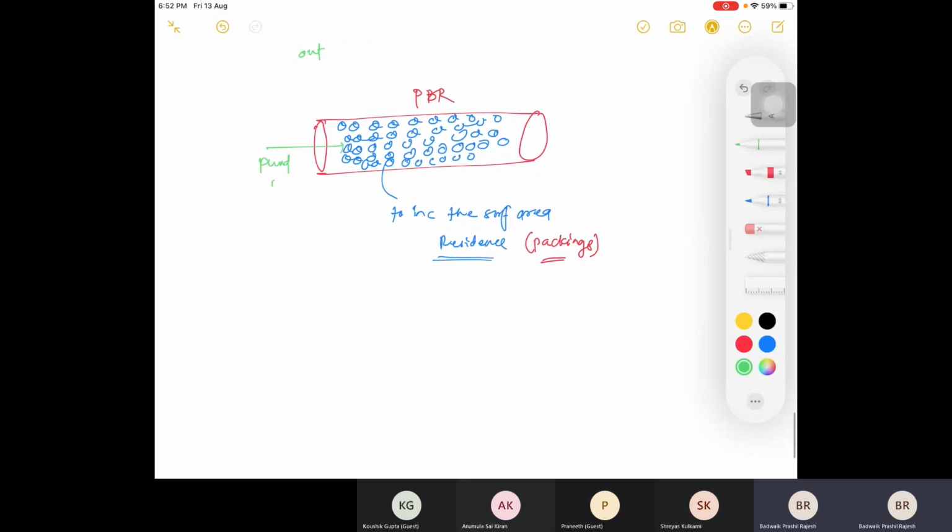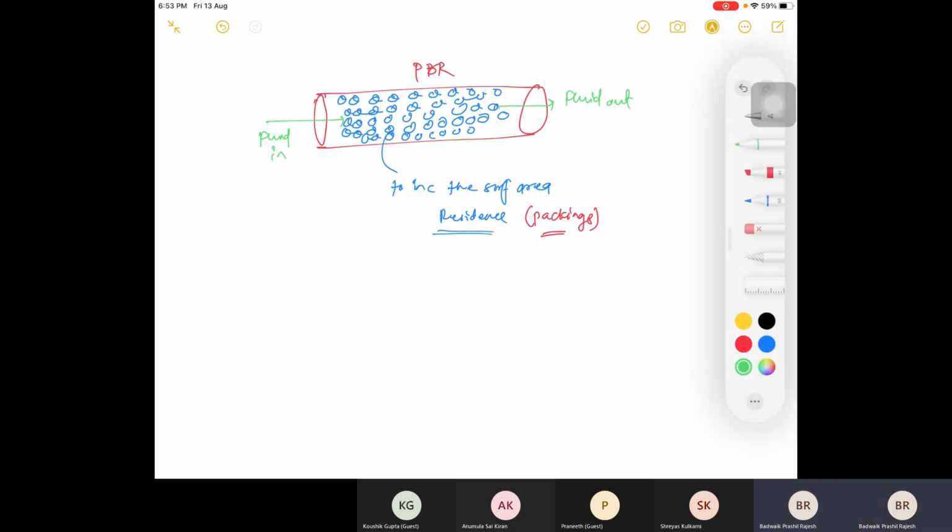So this is your packed bed. I am putting fluid in. Fluid means you can say stream of reactant, and fluid out. That may be gas, that may be liquid. So I told you, because of catalyst deactivation, right? Suppose I am having 10 active sites initially, when I bought that catalyst. Initially you can say t is equal to 0, and t is equal to current t, I am having 5 active sites.